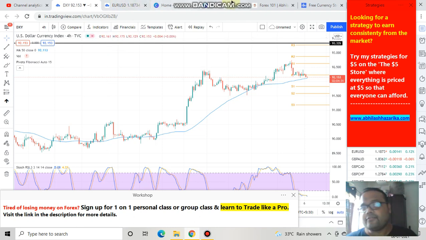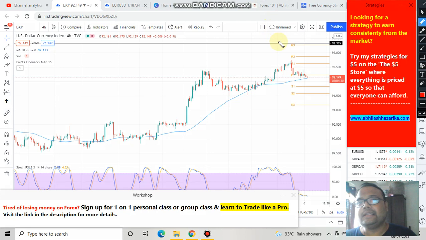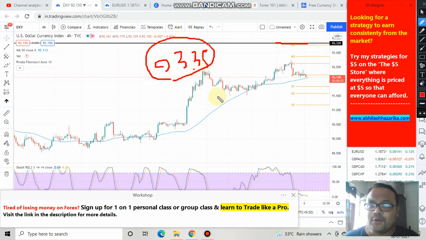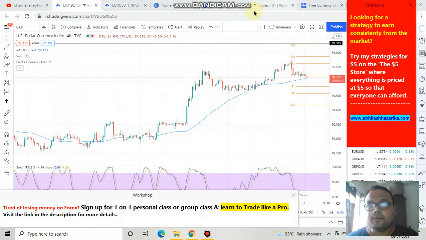And as I have already mentioned in my earlier videos, dollar will remain bullish until and unless it reaches this resistance 93.35. Therefore, I am very much bullish on US dollar, and as we all know, if dollar starts going up, then euro will start going down. So there is a possibility that if dollar starts going up, then euro will start going down.